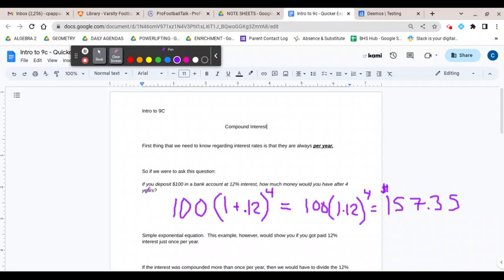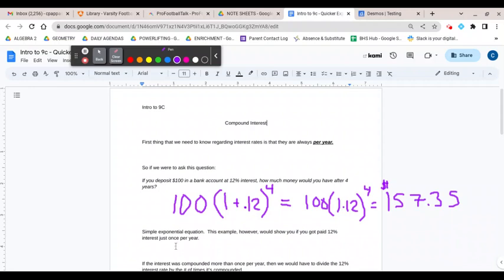All right. Now, this is different from what we're going to do. We're going to add a layer onto this. This example shows that if you got paid 12% interest just once per year. Okay, so basically, at the end of each year, the bank gives you 12% of what you have in your account. Okay, that's if they just give you interest one time per year.